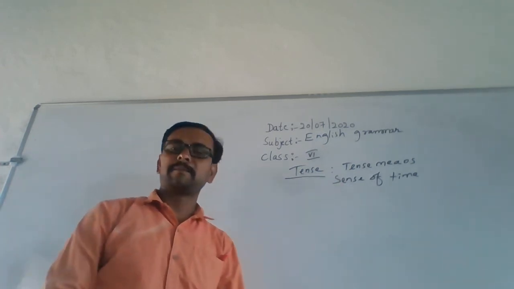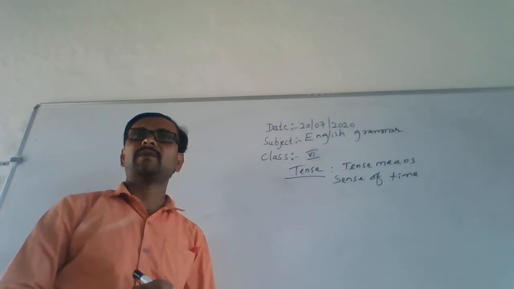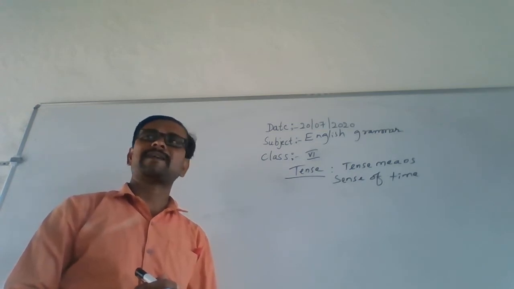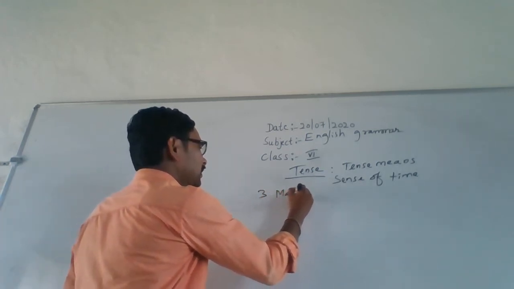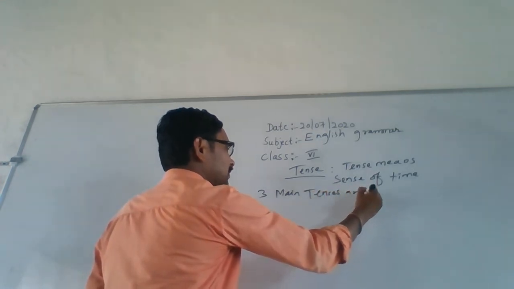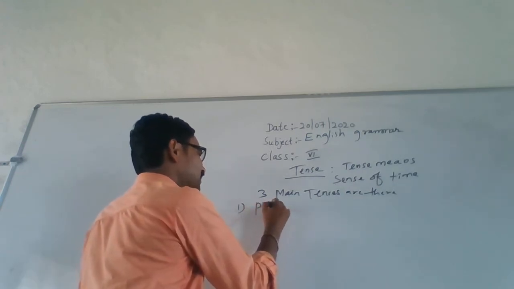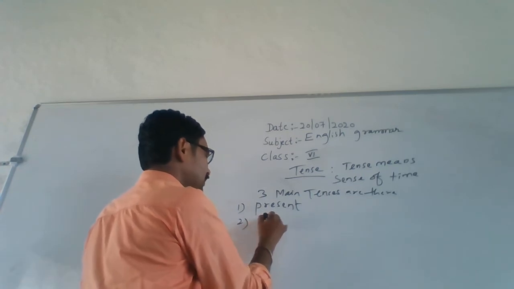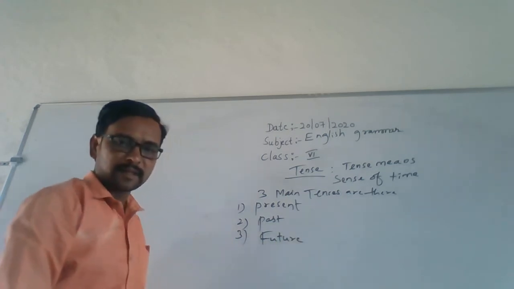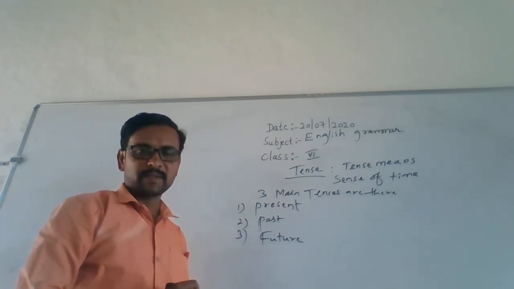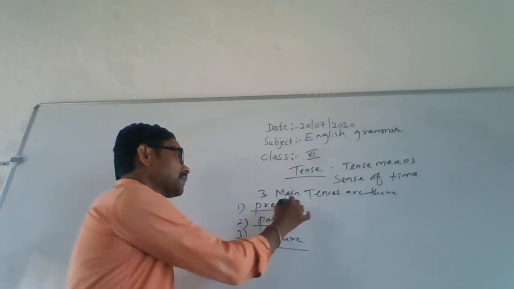How many tenses are there? Tell me. How many tenses are there in English? Yes, three main tenses are there. So let's see. First one, present tense. Second one, past tense. Third one, future tense. These are the three main tenses. Is it right?